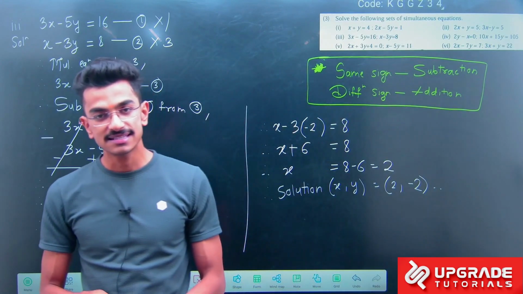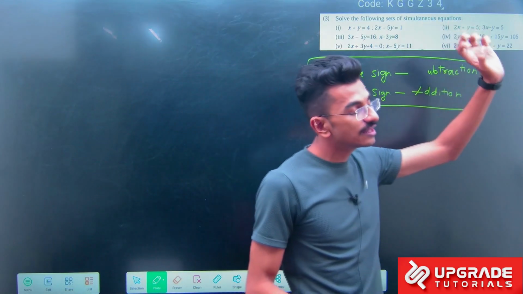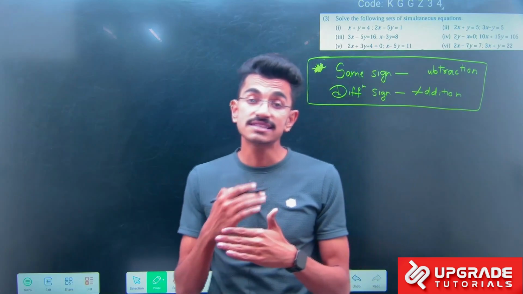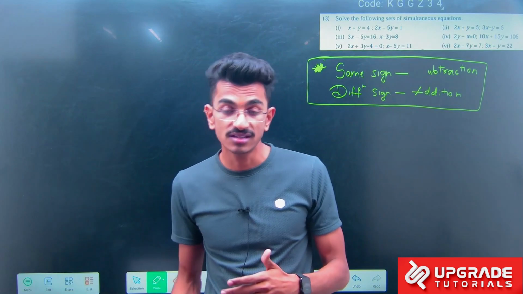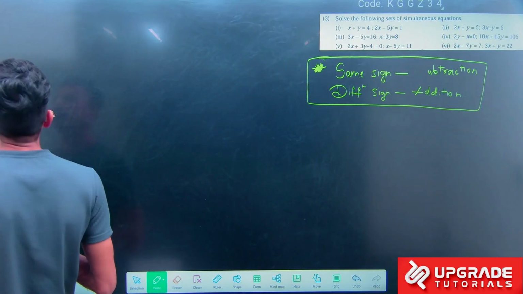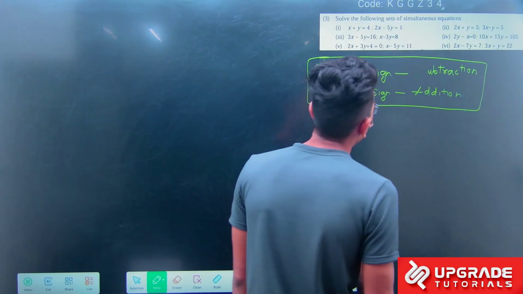So very easy sum. Directly they have given solve. Here they have given directly solve. Then it depends on us. But whenever they say that solve by substitution method, solve by elimination method, then you have to solve by that method itself. Next is question number 4.